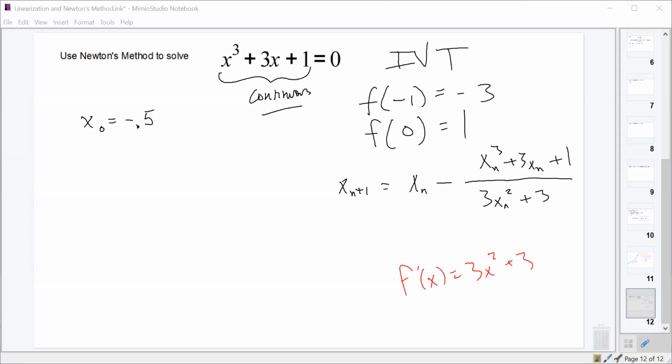Everybody good that that's the formula we're going to use? I hope.